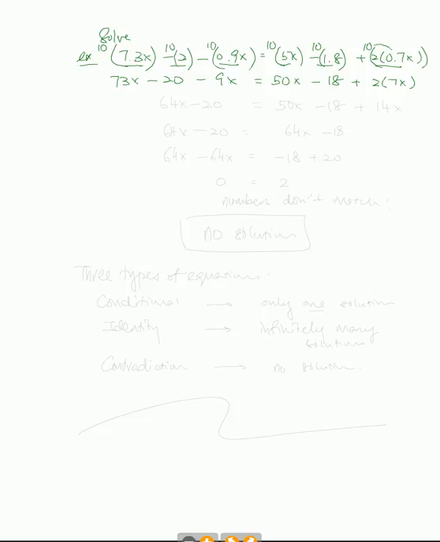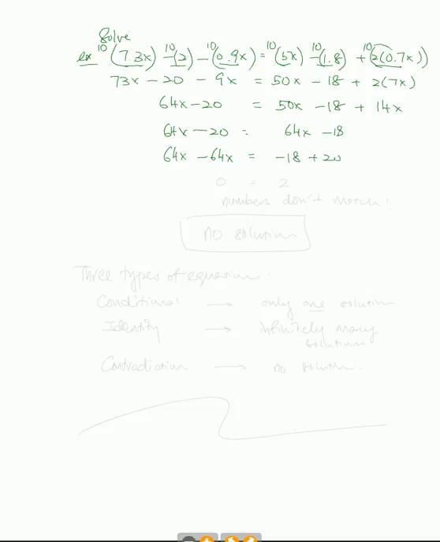Combine like terms on the same side. 73x minus 9x makes it 64x minus 20 on the left. And 50x minus 18 plus 2 times 7x makes it 14x. I'm going to combine like terms again, which makes this 64x minus 18. So you notice that both sides are not the same and something strange is going to happen, but let's continue anyway. We're going to bring all the x's to the same side, so 64x, and I'm going to cross this over, so it makes it minus 64x, and minus 18 plus 20.